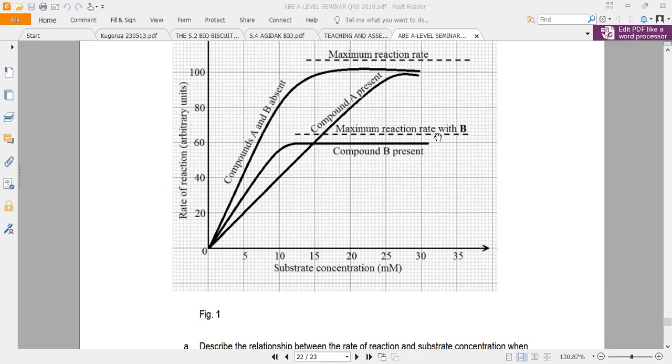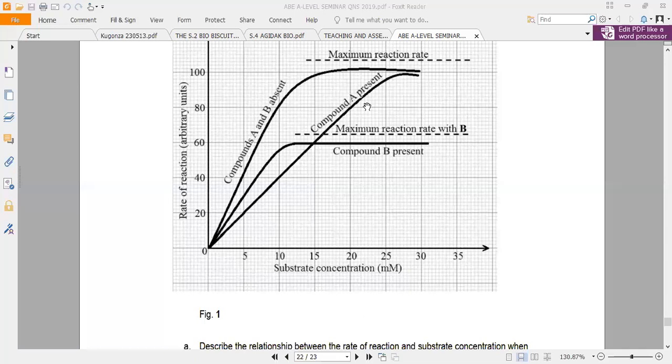Lastly, Tivenda. As substrate concentration increases from 0 to 27 mm, the rate of reaction increases gradually to a maximum. Then as substrate concentration increases from 27 to 30 mm, the rate of reaction is almost constant. Wonderful. Okay, so I think let us stop with Tivenda.